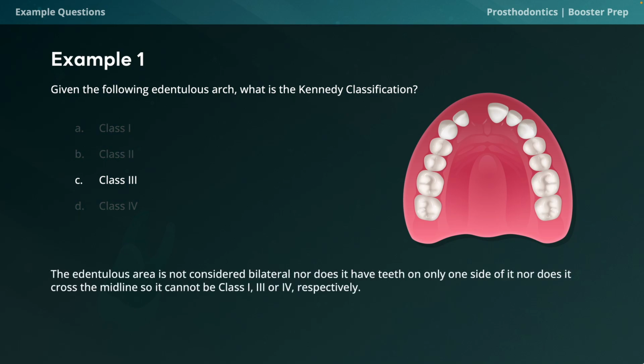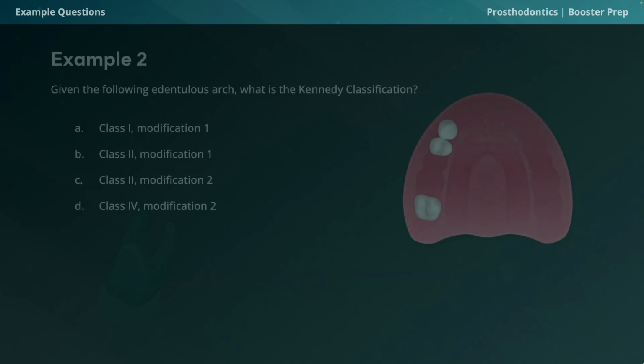Because the patient is only missing tooth number 8, the edentulous area is not considered bilateral, nor does it have teeth on only one side of it, nor does it cross the midline, so it can't be Class 1, 3, or 4 respectively. I tried to trick you guys with this one. Alright, moving on to question number 2.